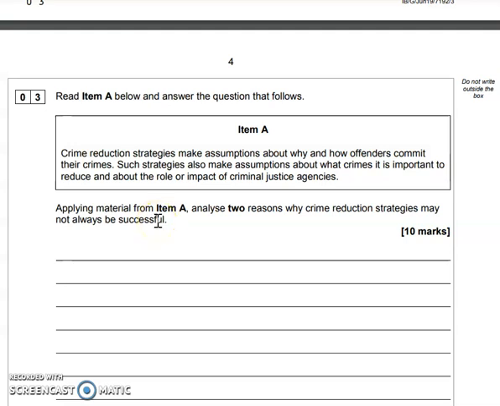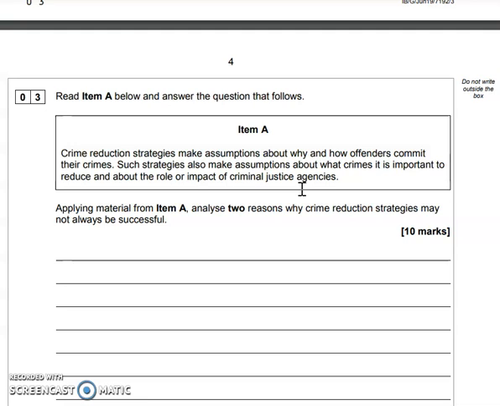Now, your best answers applied the item and they linked the assumptions from it about why or how offenders commit the crimes, and what crimes it is important to reduce, and the role of the criminal justice system and the agencies there. And then they went on to explicitly explain the reasons why those strategies didn't work, and that gives you a little bit of idea about how you might structure that answer.